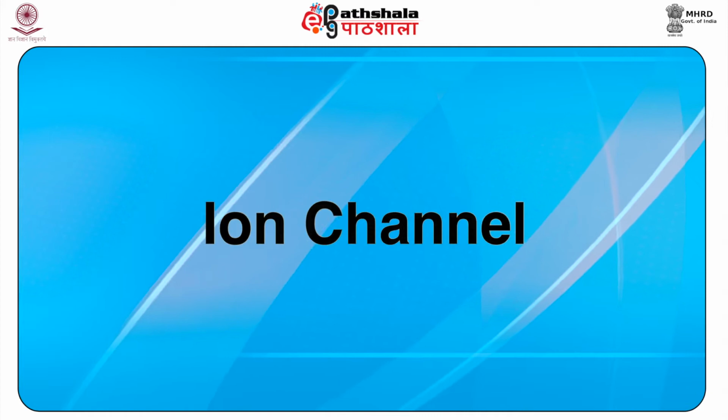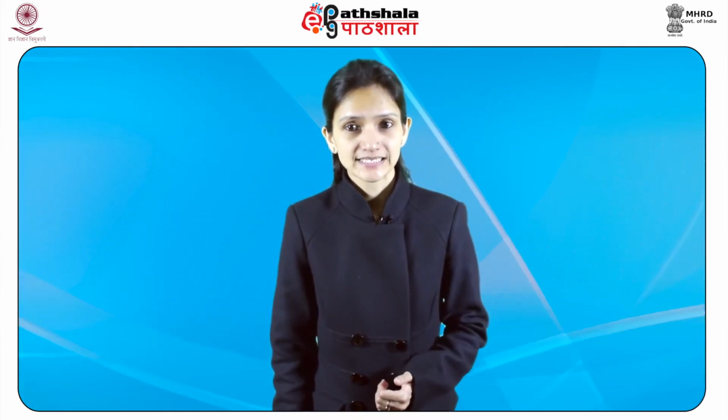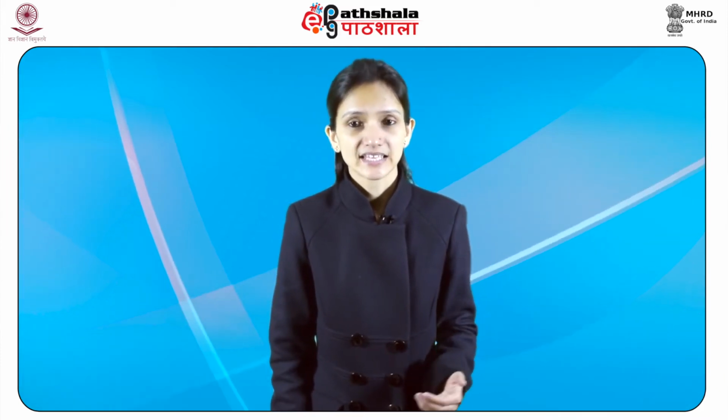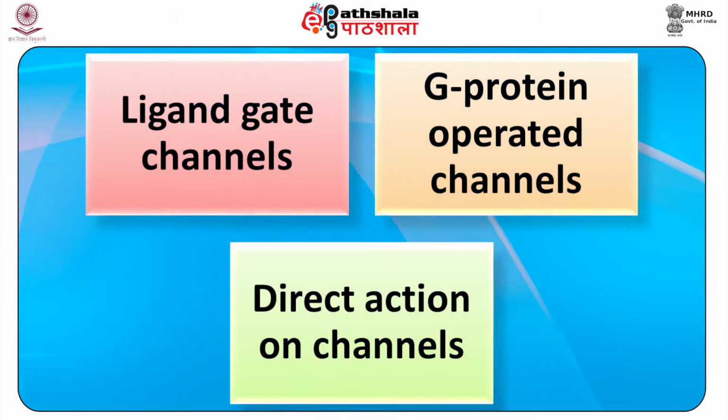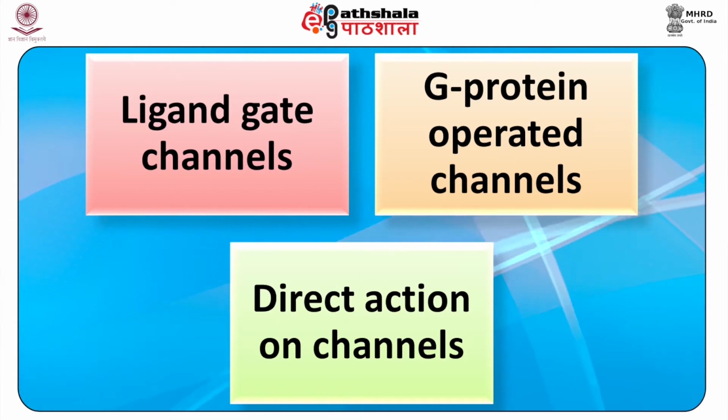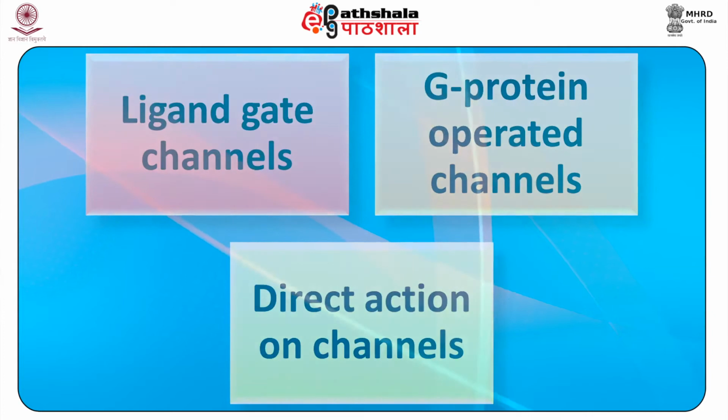Second is ion channels. Proteins take part in transmembrane signaling and regulate ionic composition. Ion channels include receptor or voltage gated sodium, potassium, calcium and chloride channels. Drugs also target these channels: ligand gated channels, G protein operated channels, and direct action on channels.